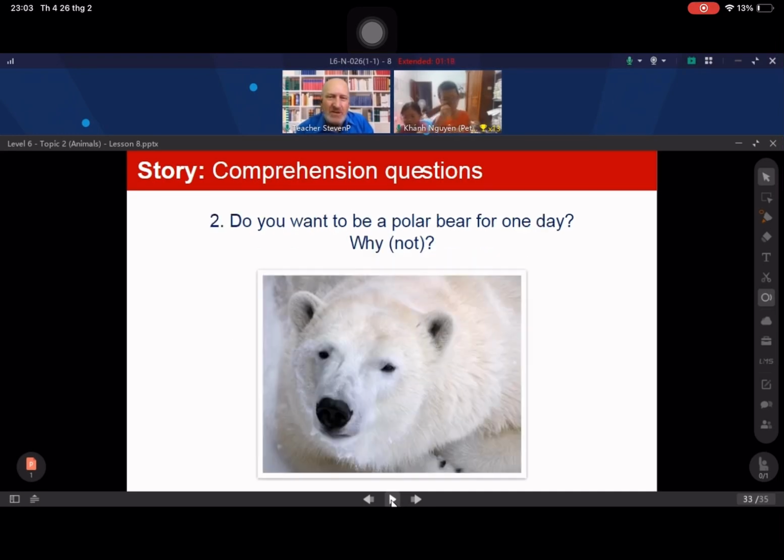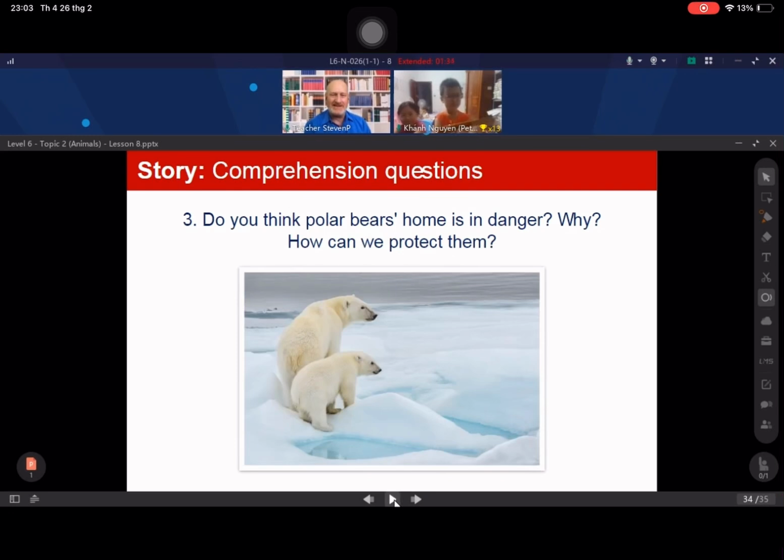Okay, good job. So, Peter, do you want to be a polar bear for one day? Just for one day? No. No, why not? Okay, even if it's cold. Okay, all right. So let's see. Here they talk about, do you think polar bears' home is in danger? Why? How can we protect them?